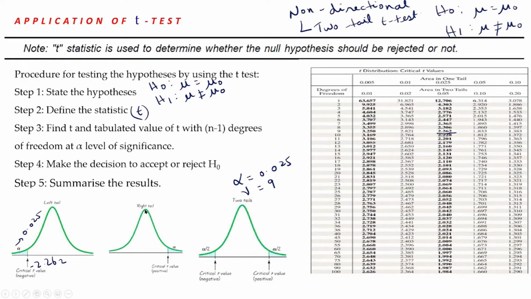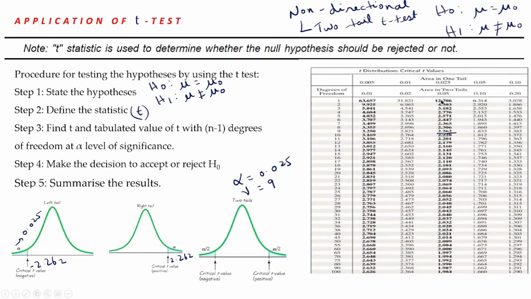Similarly, if we have a right tail test for alpha equal to 0.025 and degrees of freedom equal to 9, then the critical t value is positive 2.262. If we take hypothesis testing of this type, where the alternate hypothesis is mu not equal to mu naught, then this is a two-tailed test. So here we have to see area in two tails.